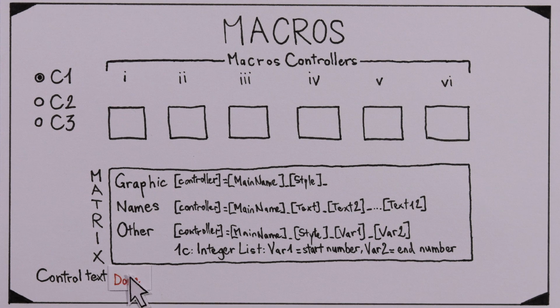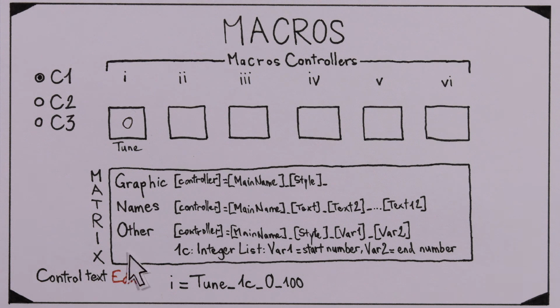Following the specified format, we need to write I, the controller identifier, equals the name we want to assign it, let's call it tune, _1C, the code for this type of macro, _0, our minimum value, _100, our maximum value. By clicking Done, we close the editor and our macro appears. We can now change the tuning frequency of our kick much more easily.